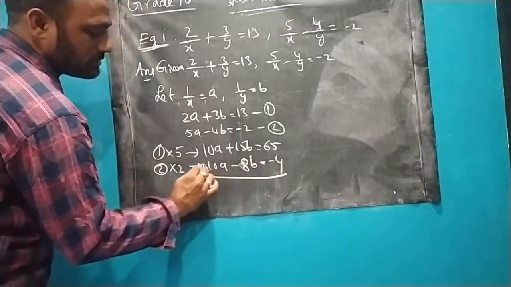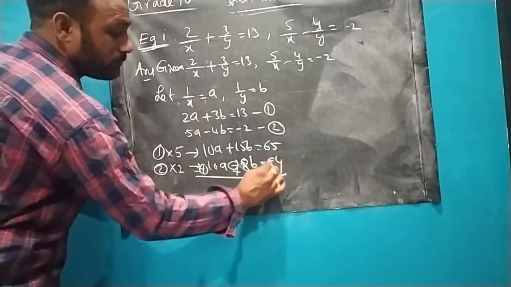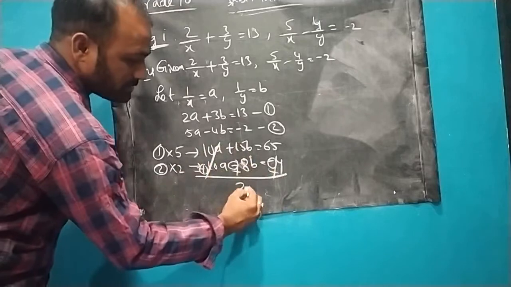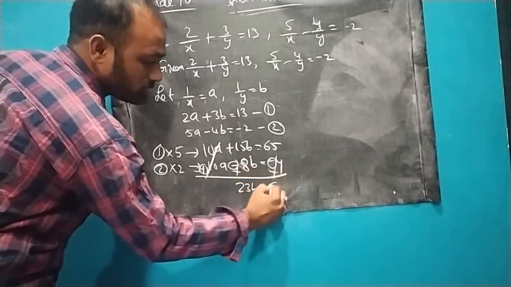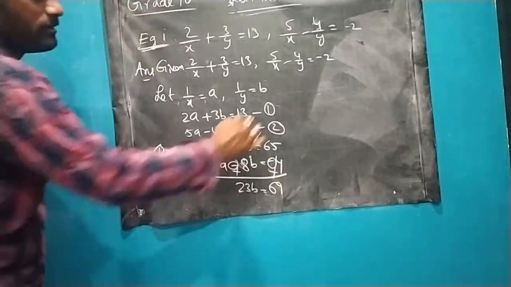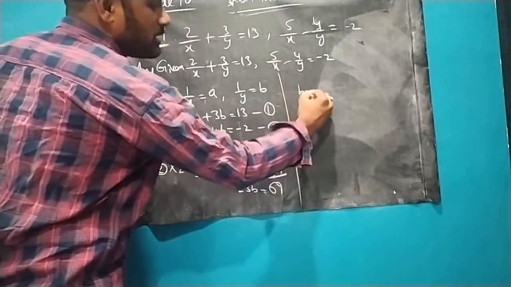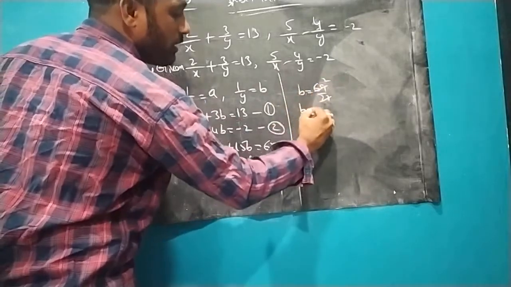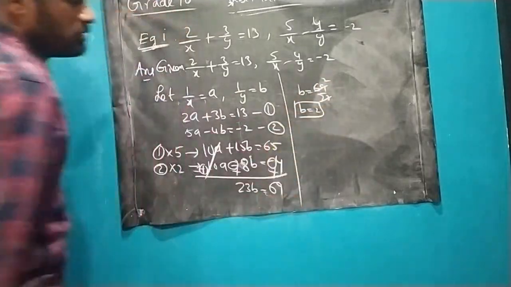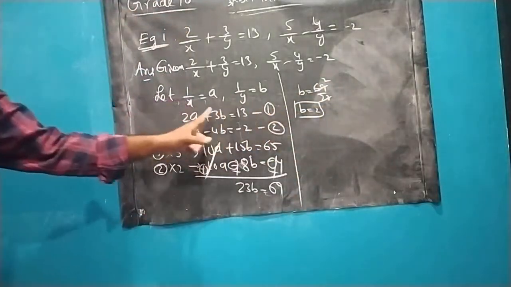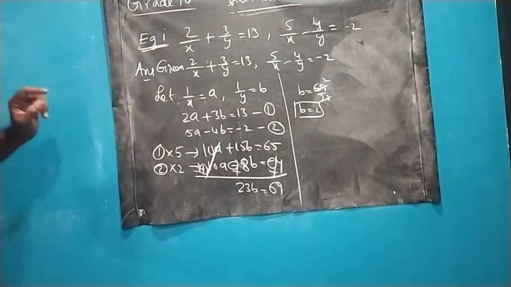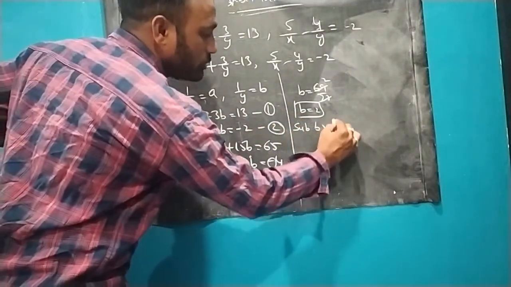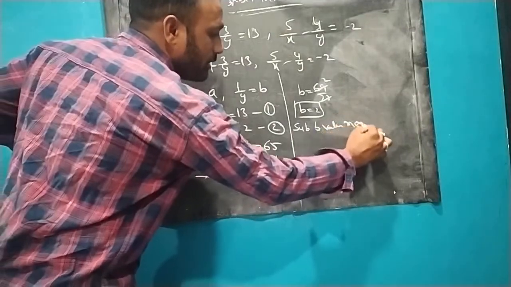So plus, minus, minus, plus, minus, plus. So the a terms will get cancelled. So 15 plus 8, 23b is equal to 69. So b is equal to 69 by 23, that is 3. Wait, b value, how much did we get here? 3. So substitute this b value in any of the equations, either equation 1 or equation 2. Let me substitute in equation 1.